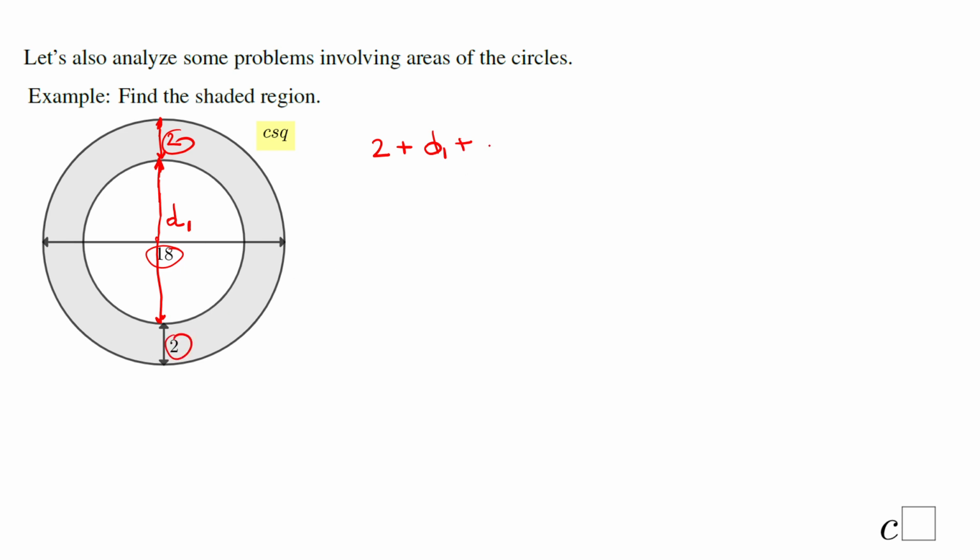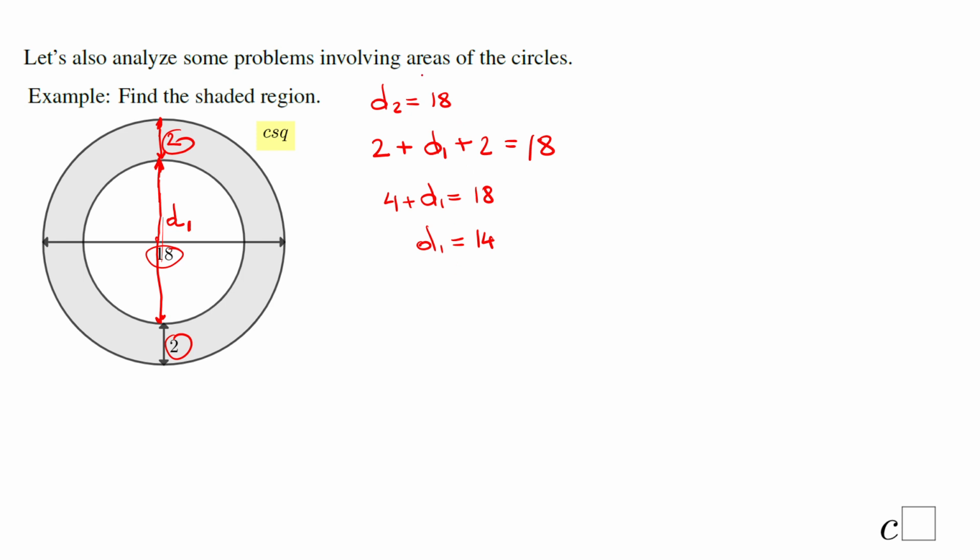If we add these 3, what do we get? We get the big diameter of the second circle, which is 18. Okay, let me write that here because we're going to need that also. This is the large circle. So here we can find d1. We're going to have 4 plus d1 equals 18. We're going to subtract 4, so that gives us 14. The diameter of the small circle is 14.